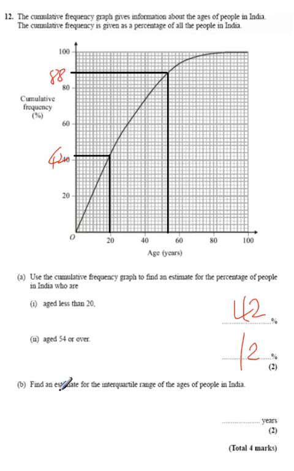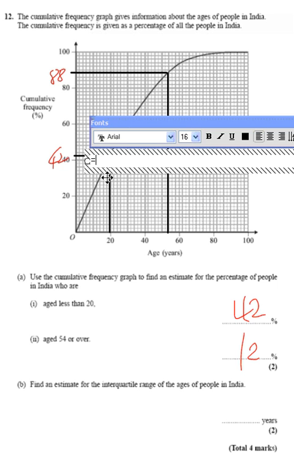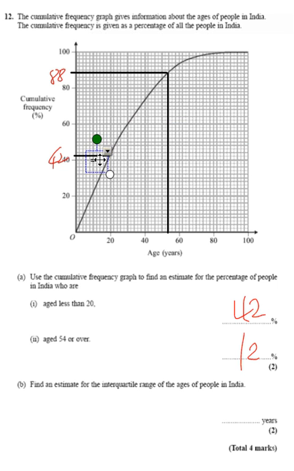So let's find an estimate for the interquartile range of the ages of people in India. Right, to do the interquartile range, I'm going to get rid of these lines now. Oh, or maybe not. So for the interquartile range, we need to work out what the quarter way value age is, and we need to work out what the three-quarter way age is.